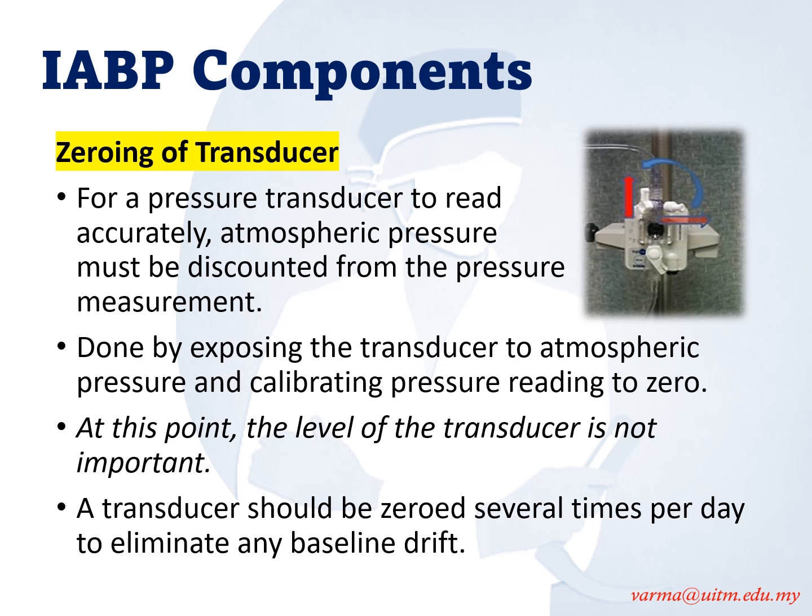This is done by opening the stopcock and exposing it to the atmospheric environment and pressing the zero button on the monitor. It will zero the transducer, discounting the atmospheric measurement. The display monitor will show 0, and the zeroing process is completed. At this point, the level of the transducer is not important. The leveling comes after this. A transducer should be zeroed several times per day to eliminate any baseline shift, and it should also be done any time there is a disconnection from the setup.